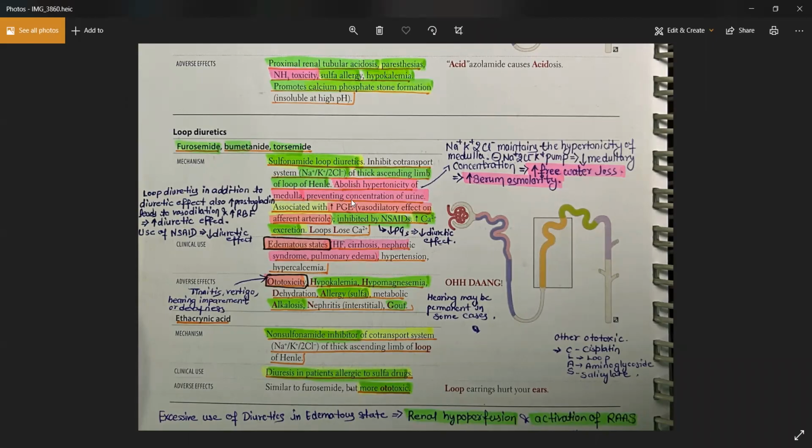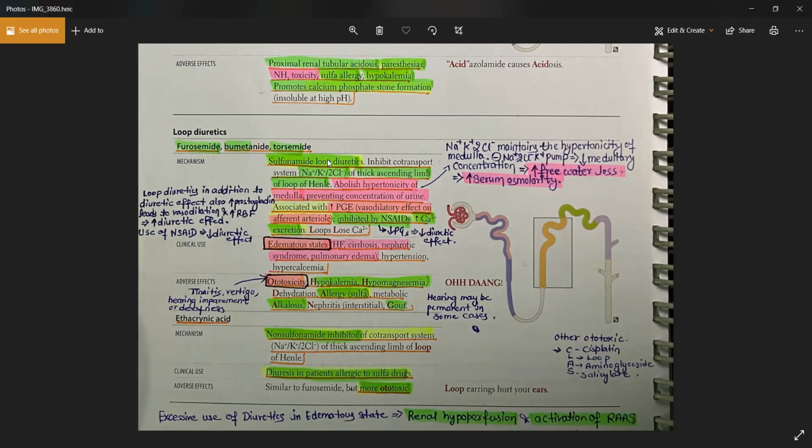Because these drugs abolish the hypertonicity of the medulla, they decrease the reabsorption of water, and it will prevent the concentration of the urine. So the patient will have a free water loss, and that will raise the serum osmolarity. Is that okay?